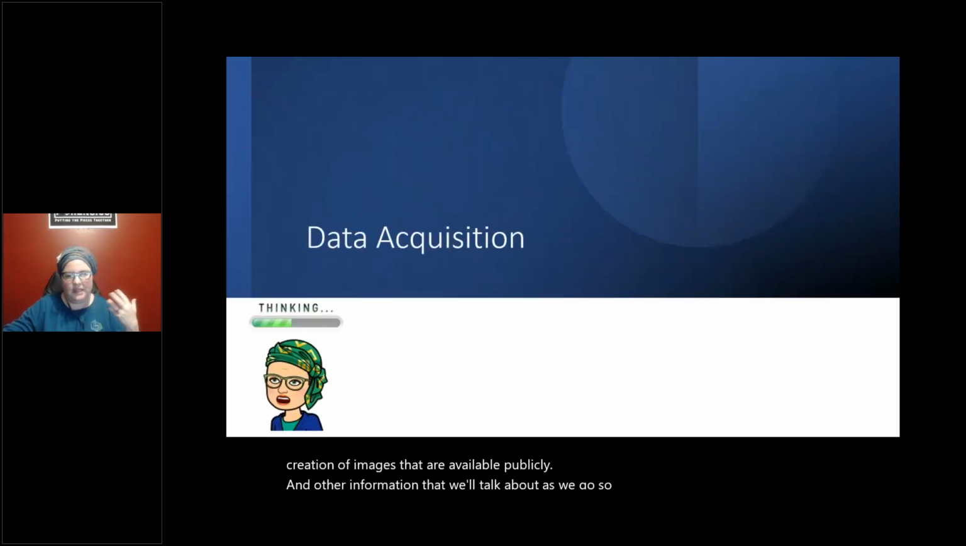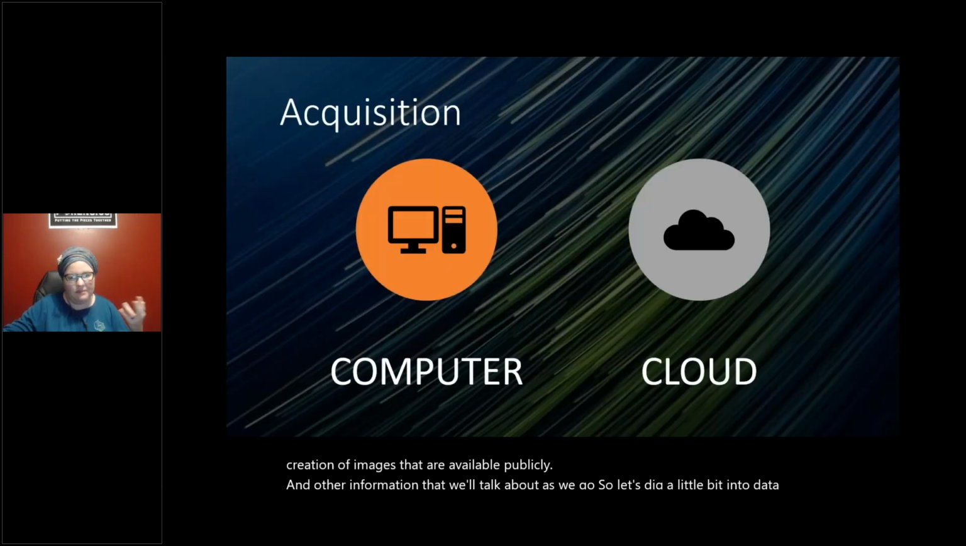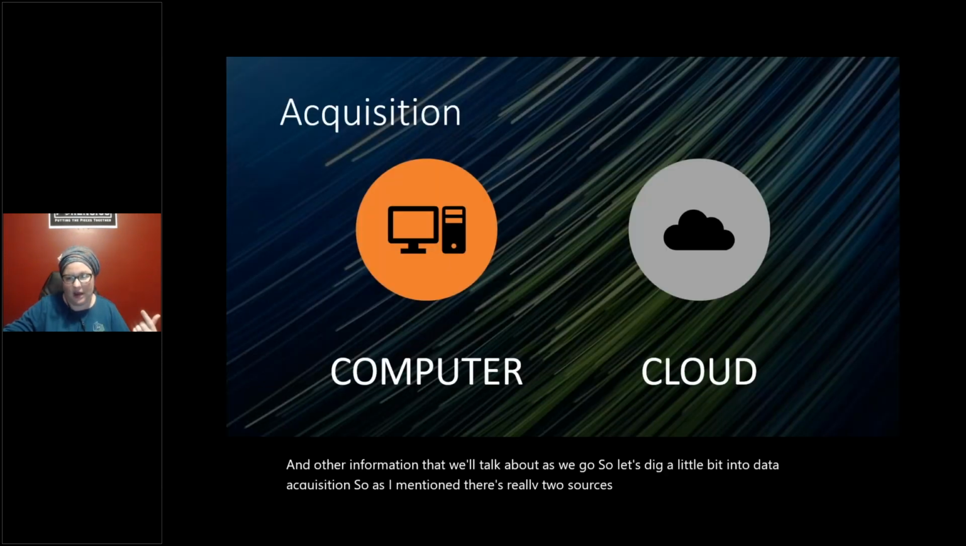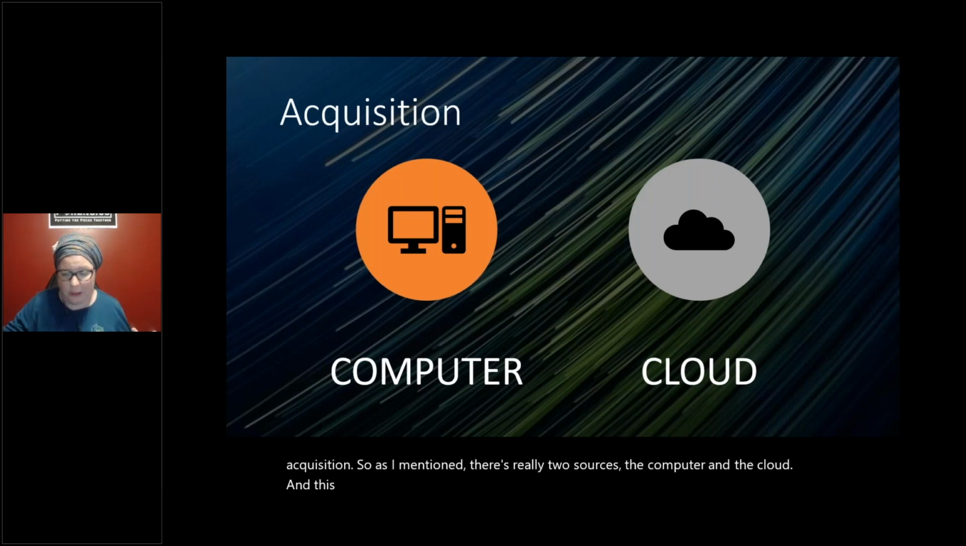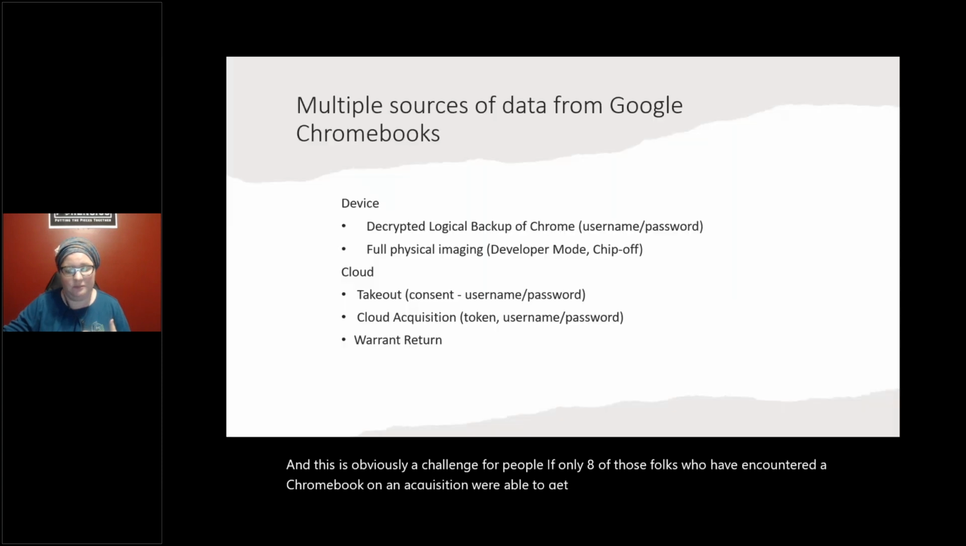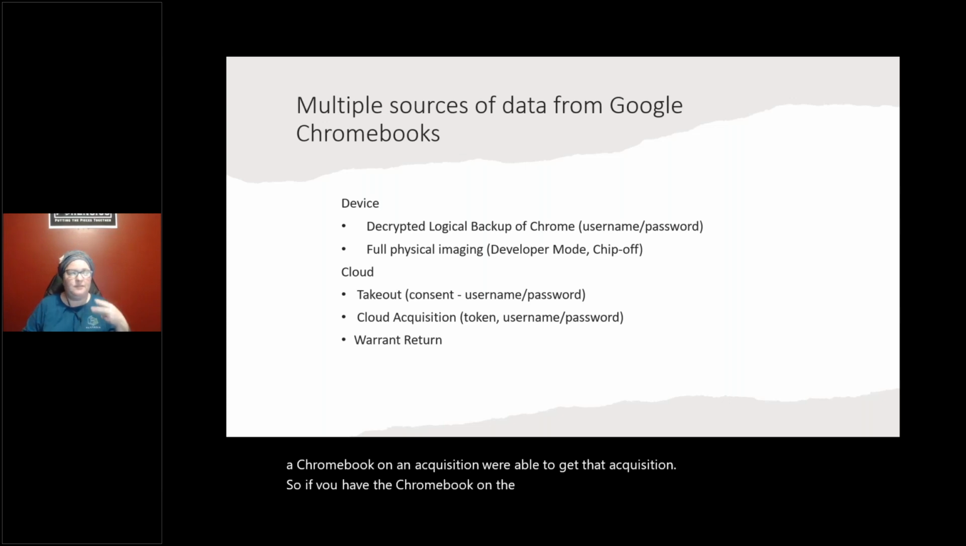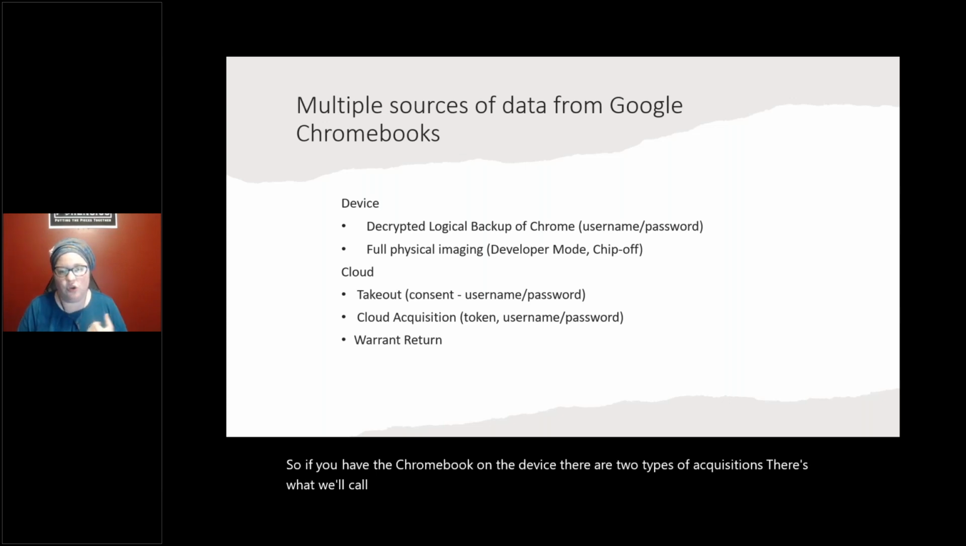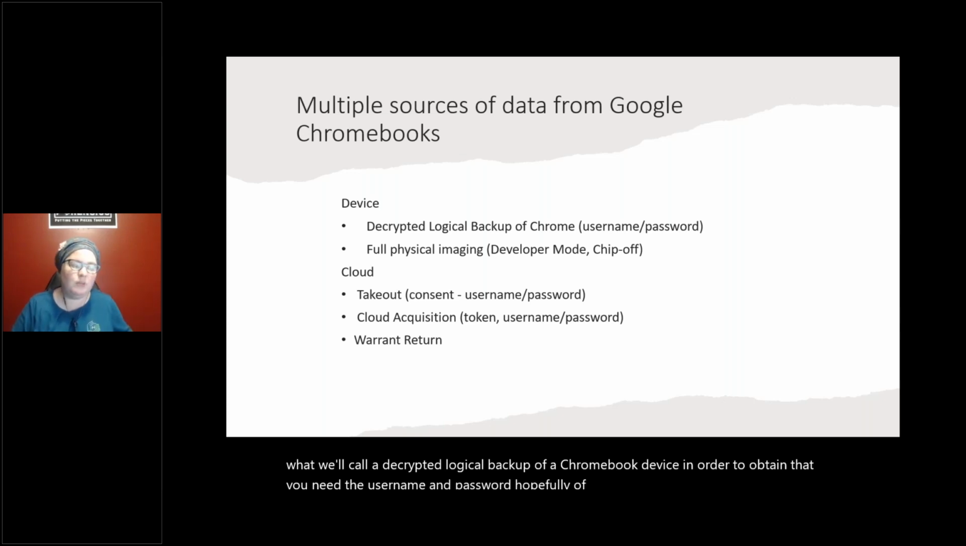So let's dig a little bit into data acquisition. As I mentioned, there's really two sources, the computer and the cloud. And this is obviously a challenge for people, if only 8% of those folks who have encountered a Chromebook were able to get an acquisition. So if you have the Chromebook on the device, there are two types of acquisitions. There's what we'll call a decrypted logical backup of a Chromebook device. In order to obtain that, you need the username and password, hopefully of the primary account holder, because there can be multiple accounts. And if there's multiple accounts, you would need both in order to do it.